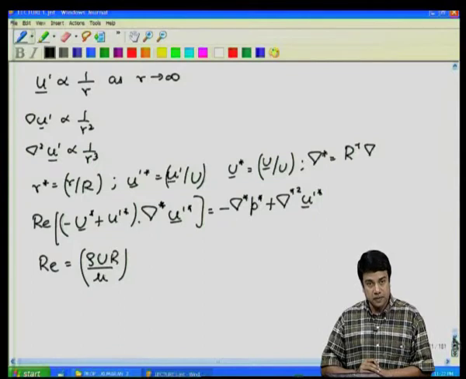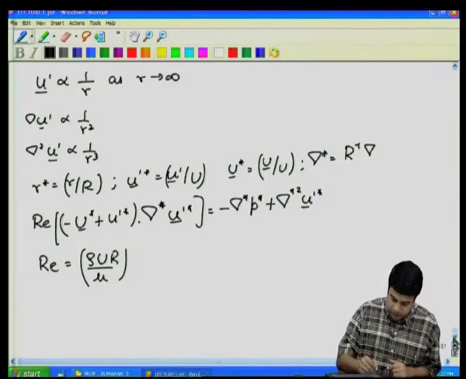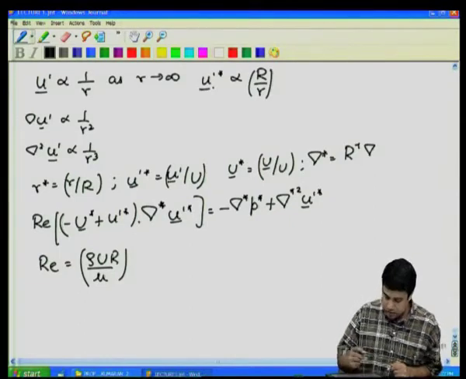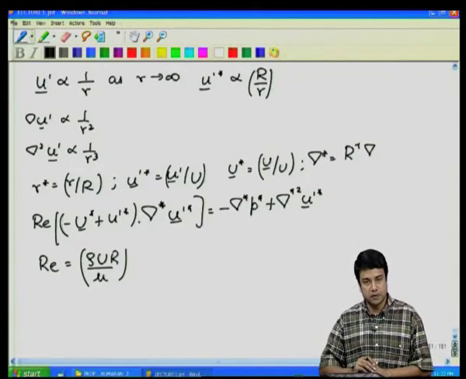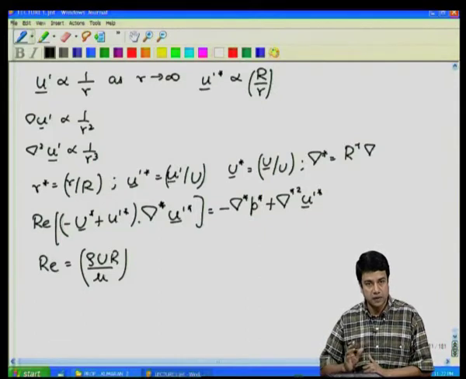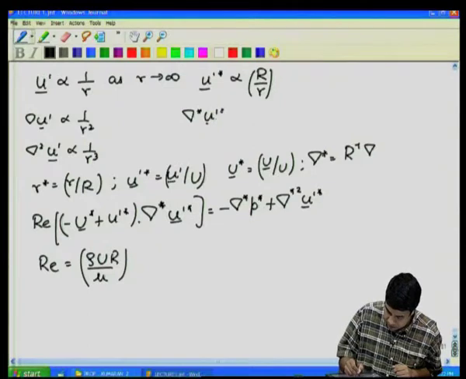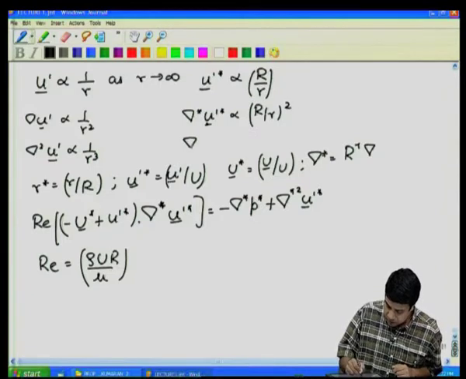So, in terms of scaled variables, u prime vector has to be proportional to 1 over r. What that means is that u prime star has to be proportional to R by r, because u prime star is scaled by capital U, and therefore, it has to be proportional to capital R by r, which is dimensionless. If I take one gradient, it is proportional to R by r the whole square, and two gradients, proportional to R by r the whole cubed.